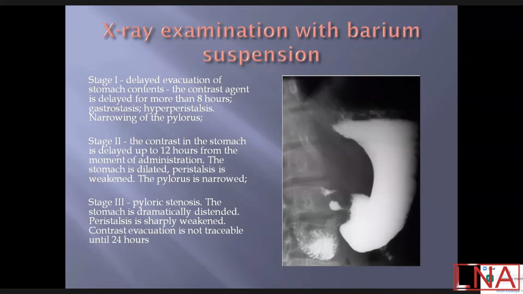Stage 3: pyloric stenosis. It means the stomach is dramatically distended. Peristalsis is sharply weakened. Contrast evacuation is not achieved until 24 hours.